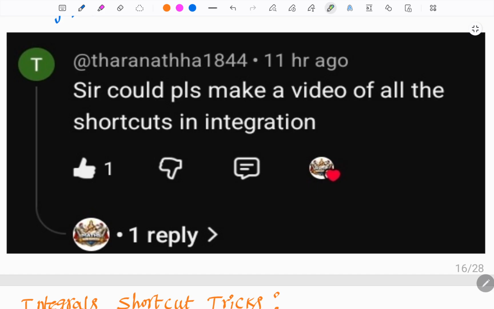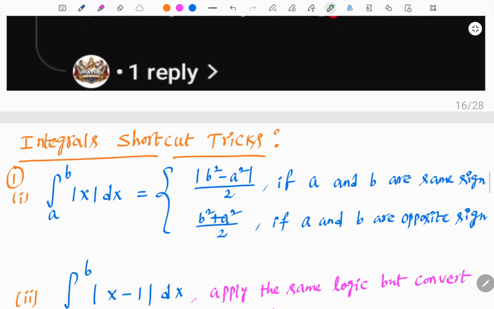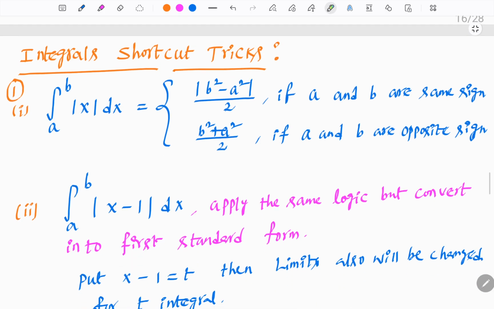Okay, now see the shortcut tricks one by one. And students, I am trying to cover my best, because I have very little time. I covered most of this integral chapter. First, see them one by one, rapidly.